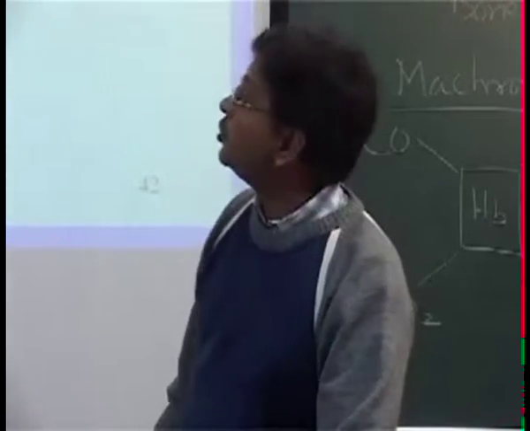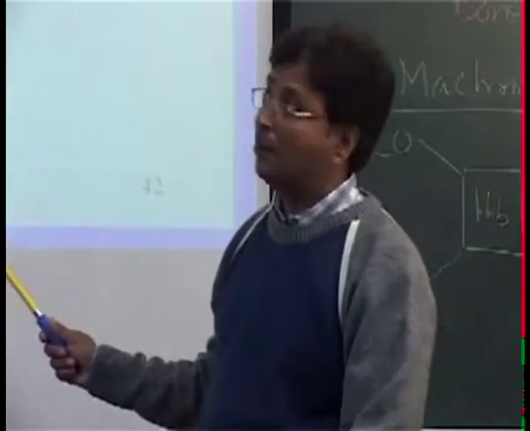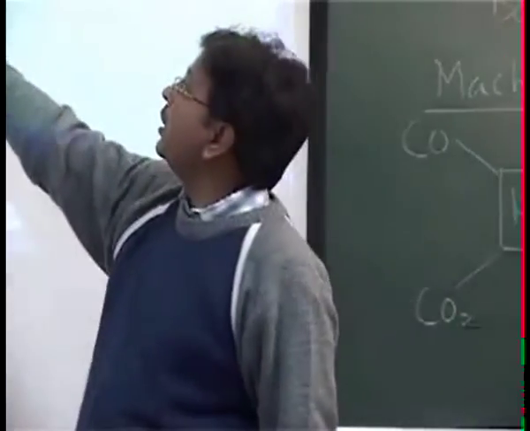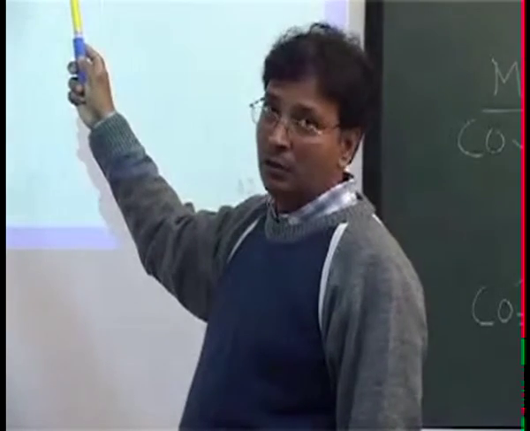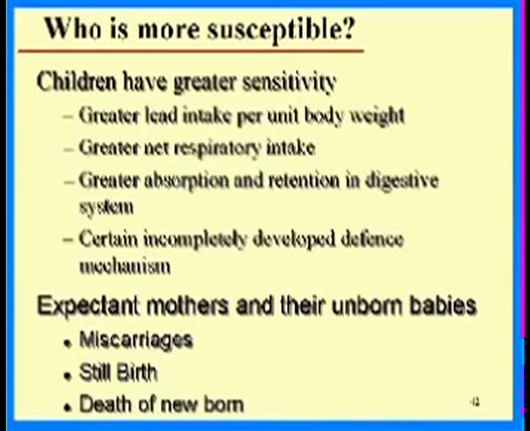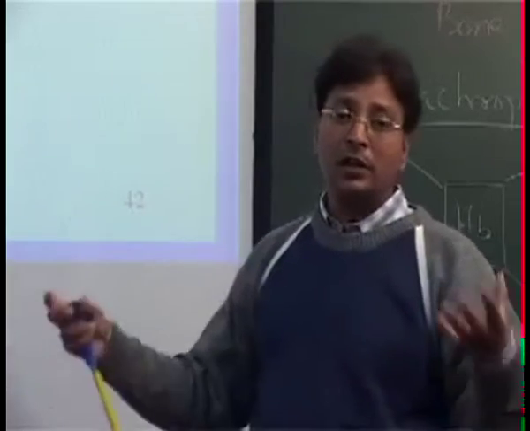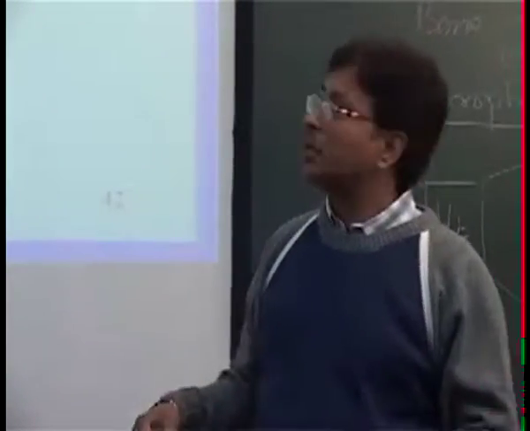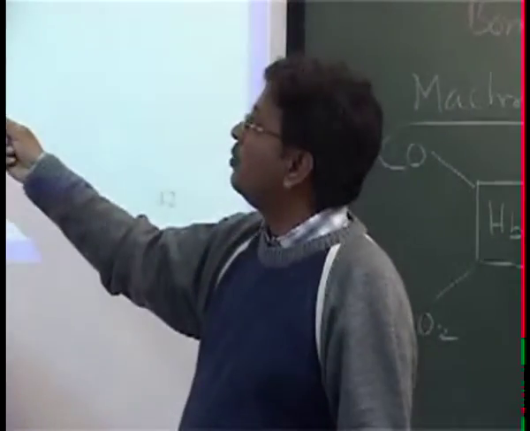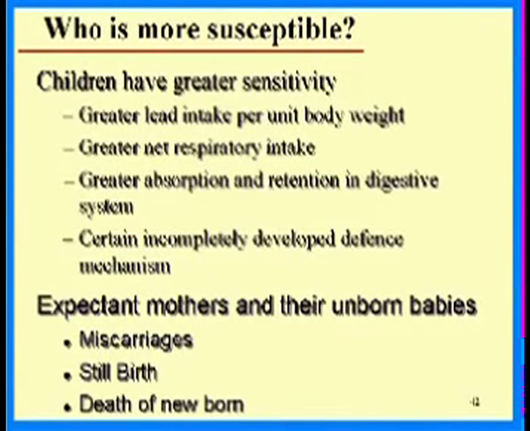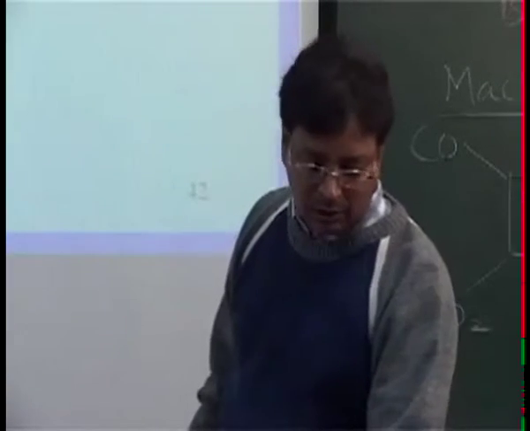Children are the larger problem, because they take greater lead intake per unit body weight. They have greater net respiratory intake, since they also take more air per unit body weight. They have greater absorption, because their body is growing; if they eat more, they can absorb more, so if the pollution is there, they absorb more. There is also greater absorption and retention in the digestive system. Certain defense mechanisms are not yet developed in children, so they become a very serious problem.